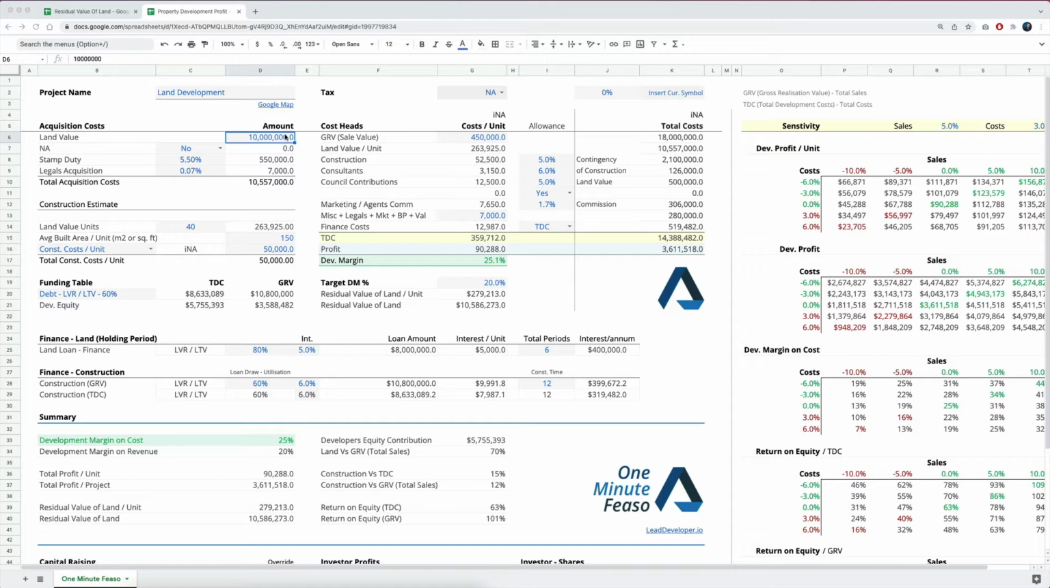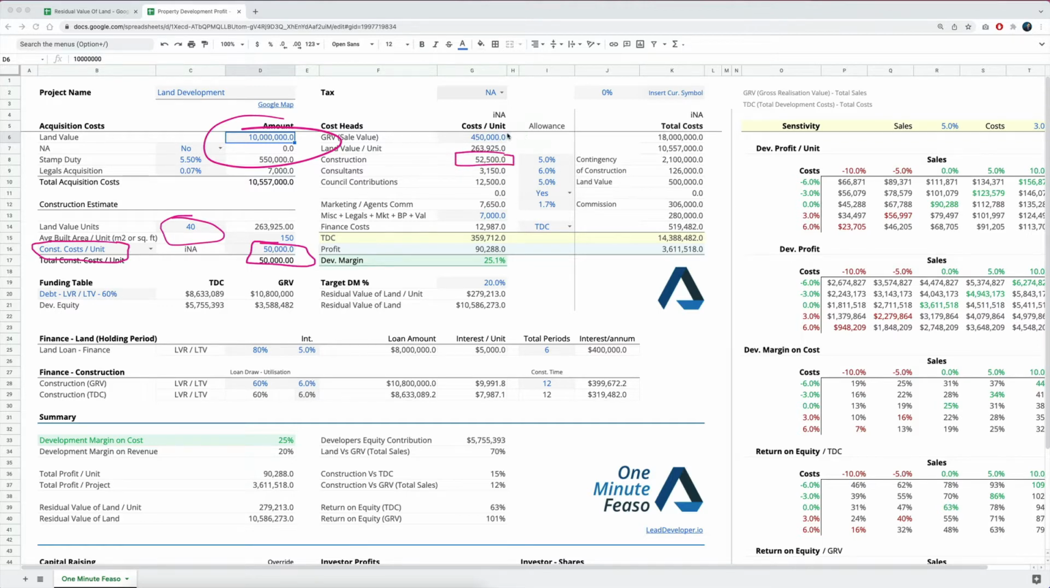So let's look at the land development example. We've got a land, let's say it's $10 million worth, and we bought that, and we can put 40 different lots on it. Forget the average area, because we are going by the cost per unit. Let's say it's going to cost us $50,000 to get all the services to the site for 40 different lots, which with 5% contingency gives us about $52,500 for that.